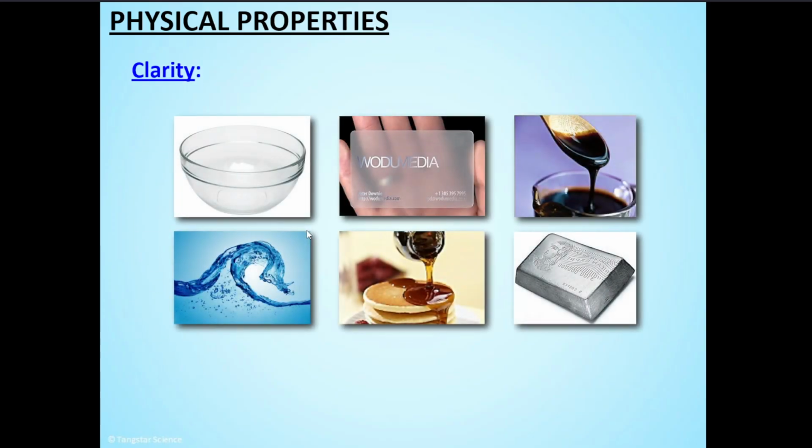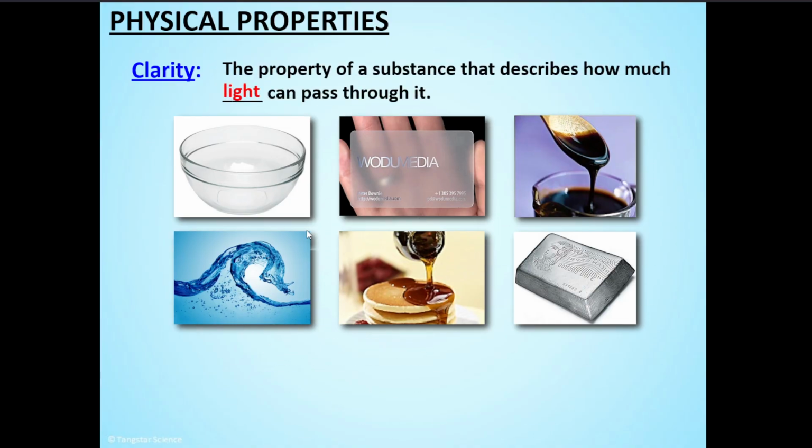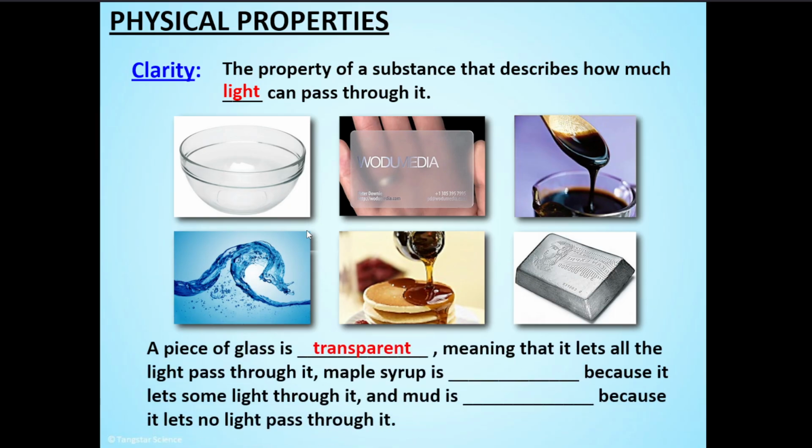Next property we talk about is clarity. That just means clarity describes how much light can pass through. Glass is transparent, meaning that it lets all the light pass through. Maple syrup is translucent because some light passes through, but mud is going to be opaque because it lets no light pass through. Again, that word is opaque, O-P-A-Q-U-E.